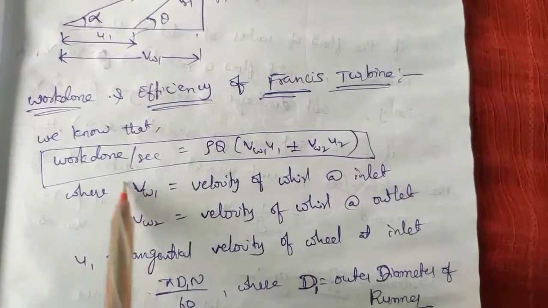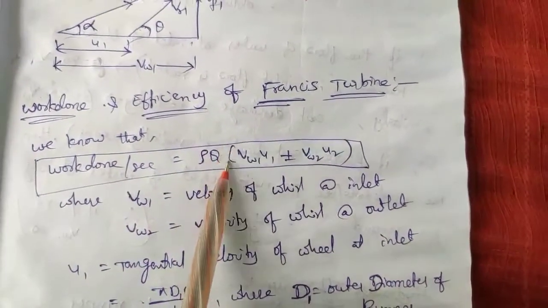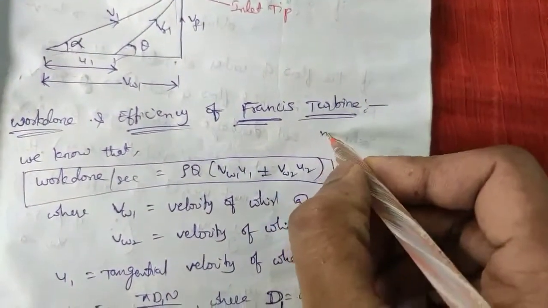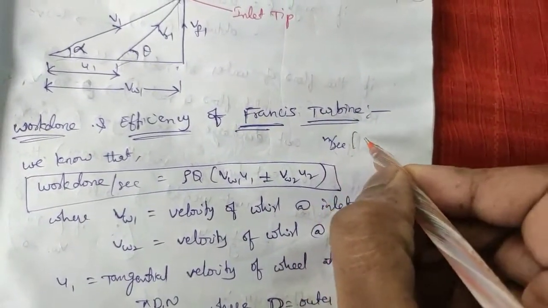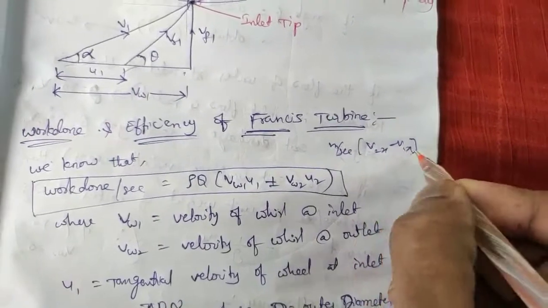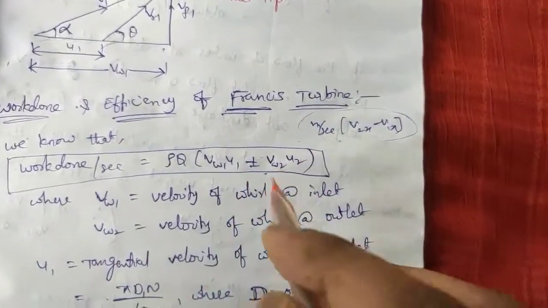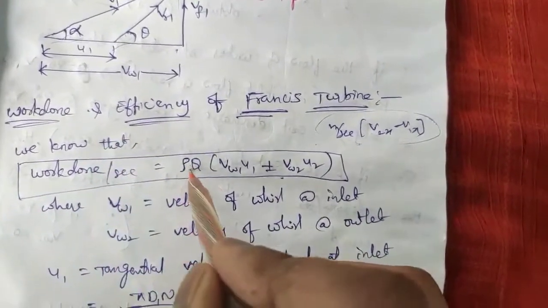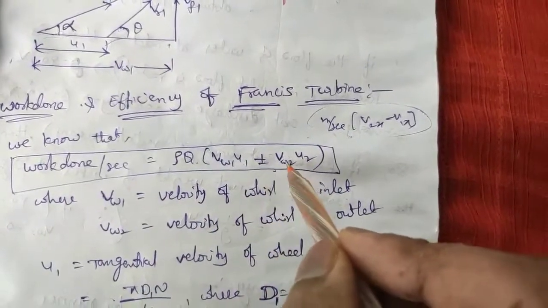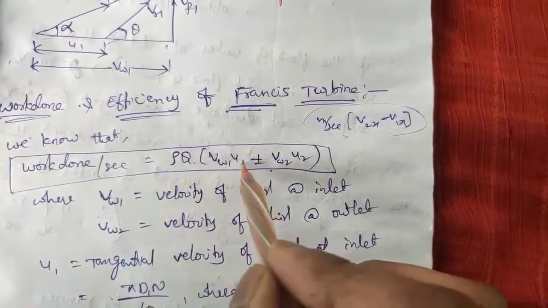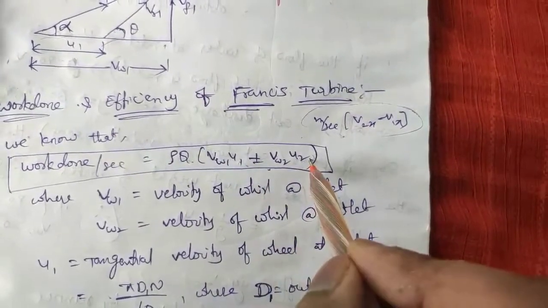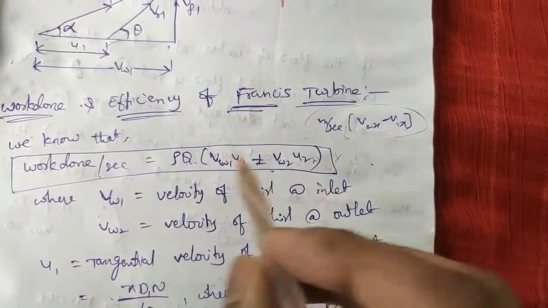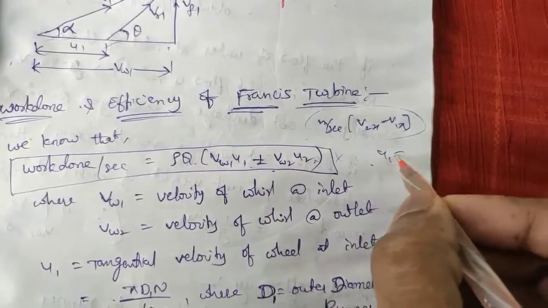We know that work done per second, basic formula, is rate of change of momentum, that is equal to mass per second into (Vt2 minus V1x). This derivation is seen in the third unit, so I directly write the formula to derive the work done: rho Q (VW1 U1 plus or minus VW2 U2). In the Pelton turbine, U1 equals U2, that's why we use the common U terminology: rho Q (VW1 plus or minus VW2) into U. In the Francis, U1 is not equal to U2.